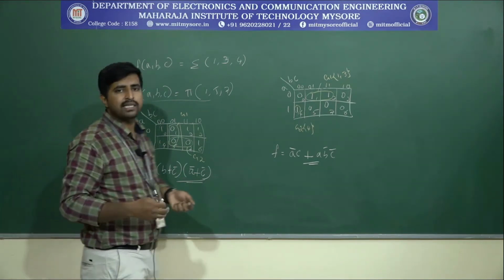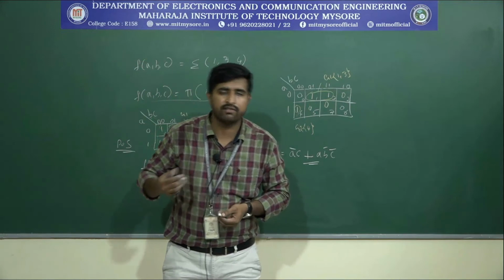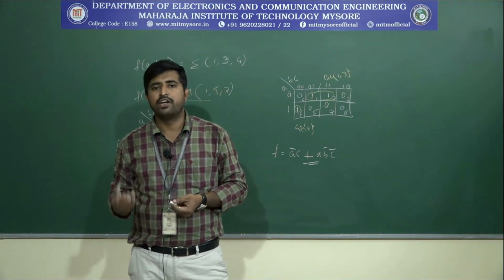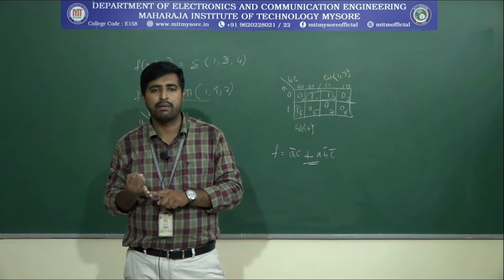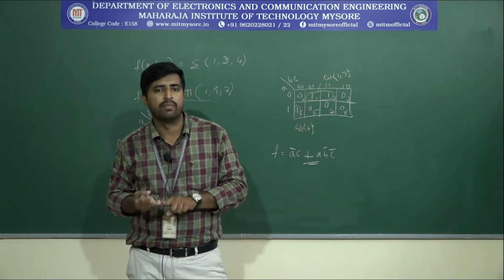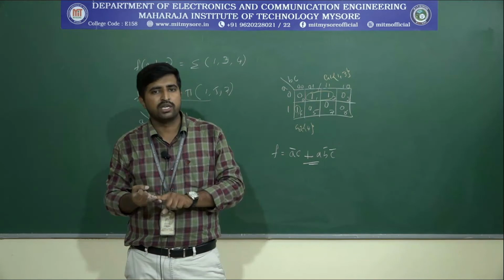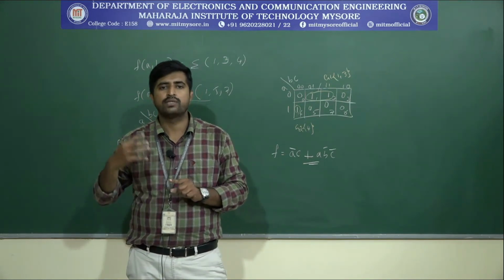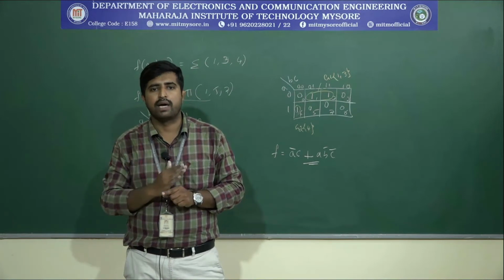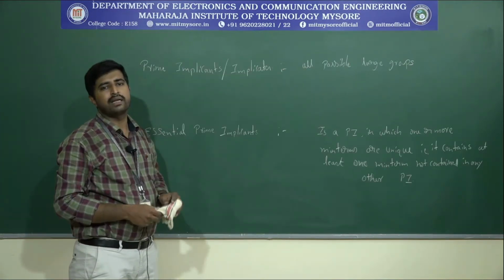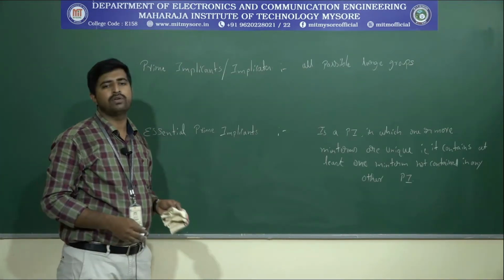Let's understand the simplified equation. How to get a simplified equation? As I already said, we need to know two terminologies: prime implicants and essential prime implicants. So let's understand what they are, and let's see how to get a simplified equation by using the K-map. Now let's see how to get a minimal SOP and POS expression.